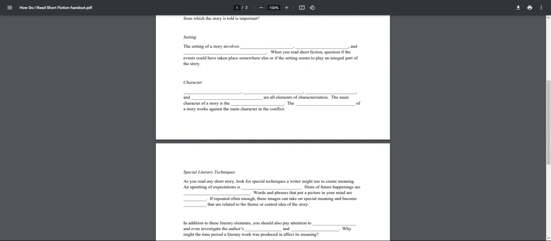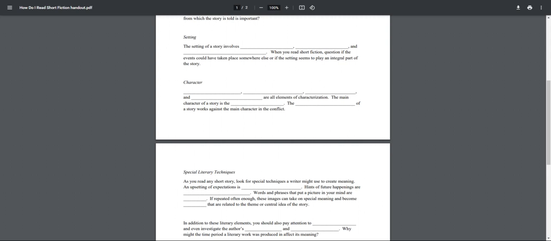Where does the story take place? And could the story have taken place somewhere else, right? Or does the setting, the place of the story matter, and why? And then the third element of setting is atmosphere. What does it feel like? Is it a gloomy situation? Is it an intense or stressful situation? What is the atmosphere that surrounds the events or the plot of the story?